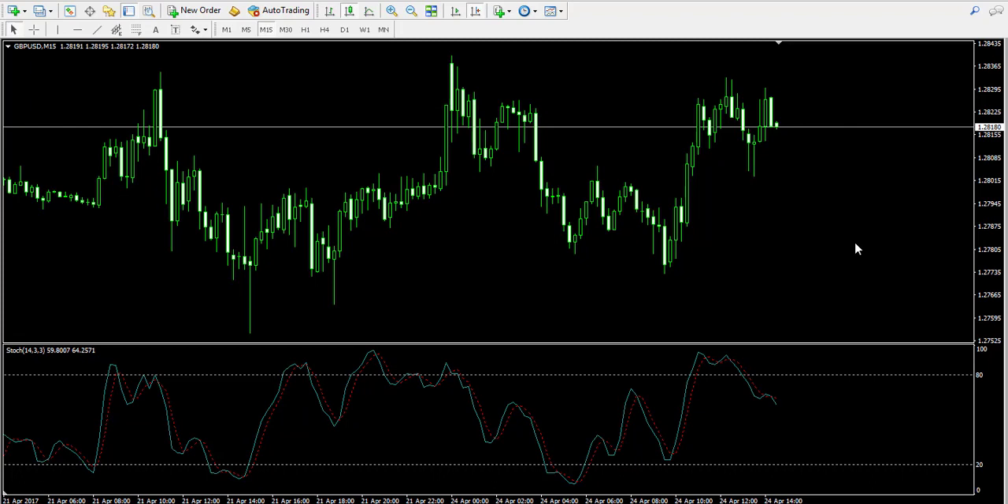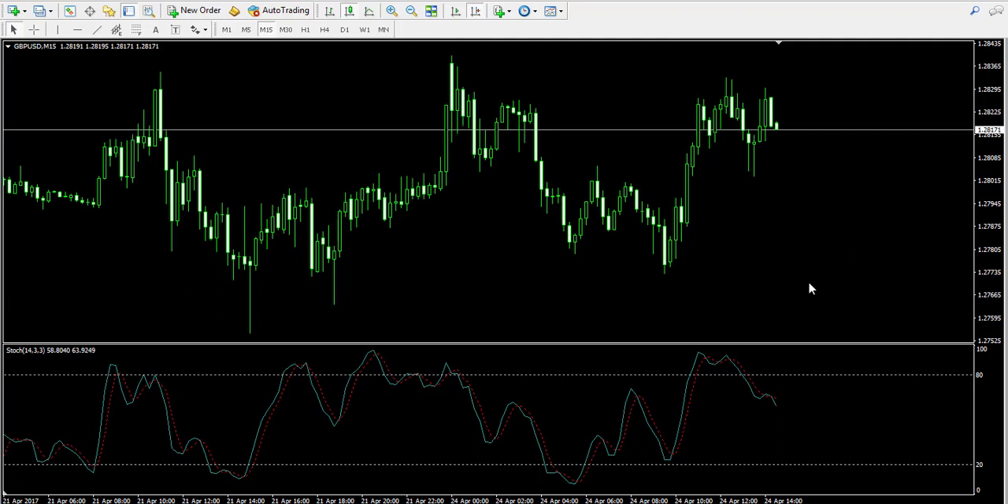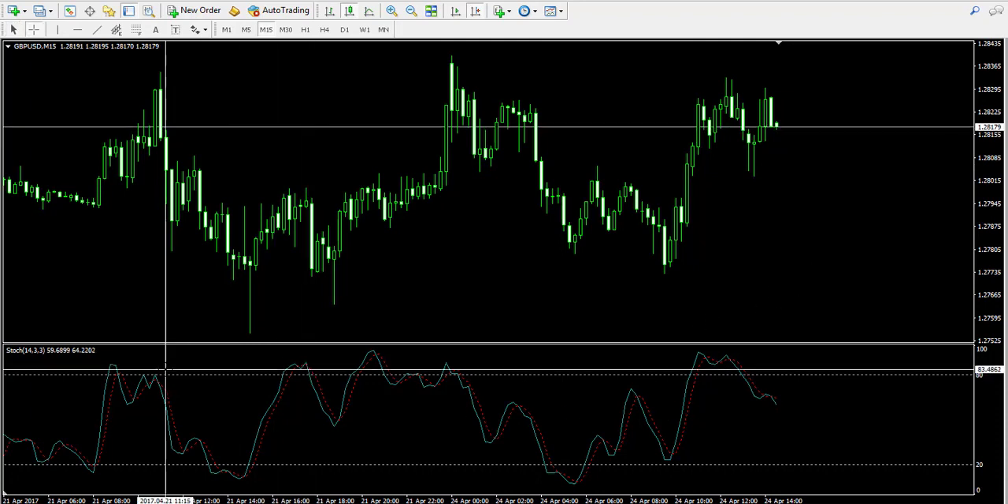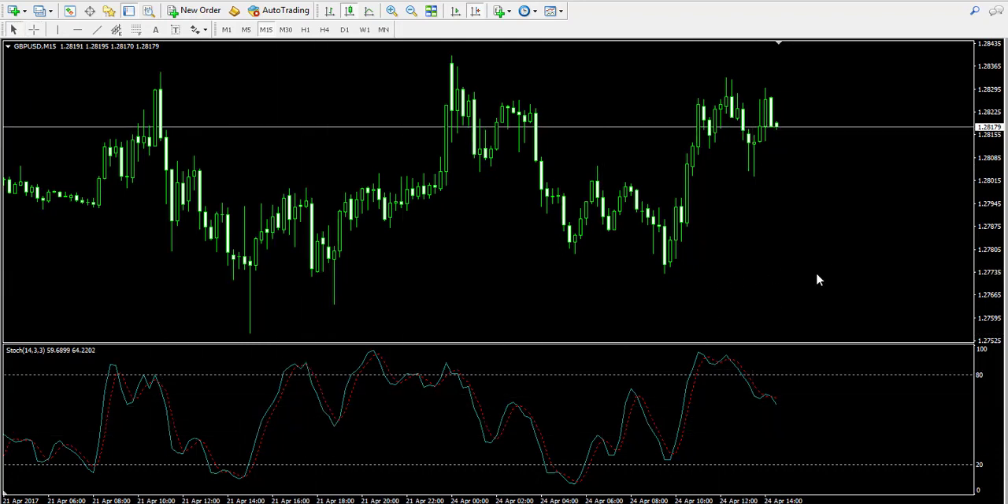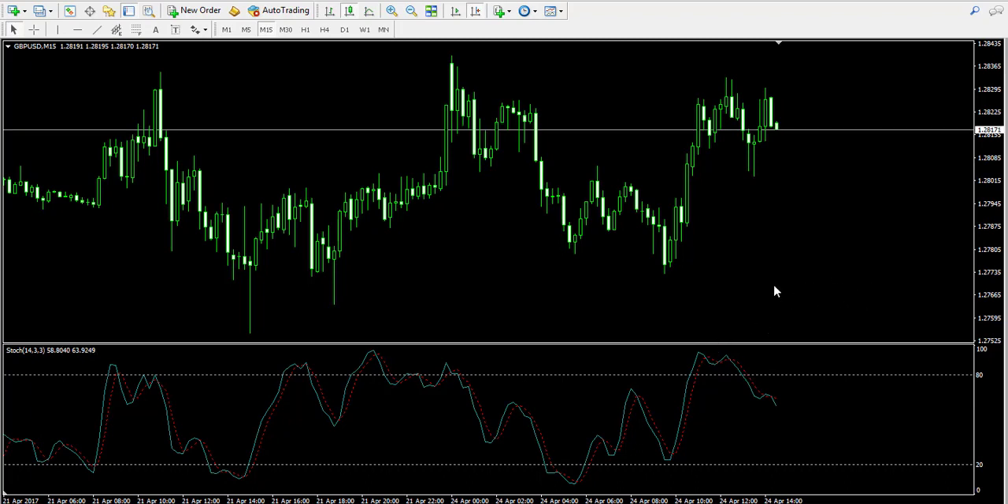We remind that the trade you will see here is for educational purposes only. So currently I'm looking at the 15-minute chart of the British pound American dollar forex pair, also known as the cable. And as you see, I have an indicator attached to the bottom of my chart. This is the stochastic oscillator.